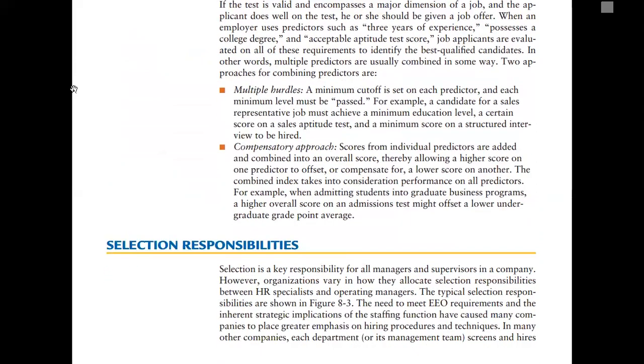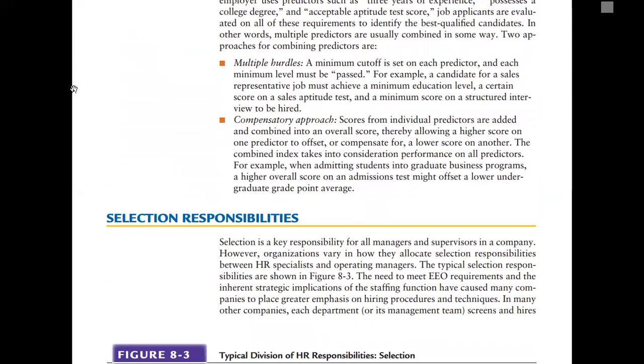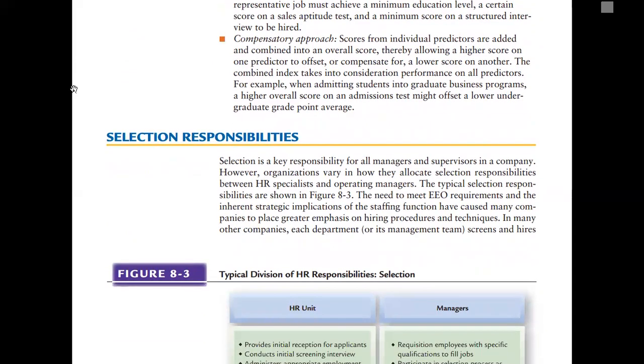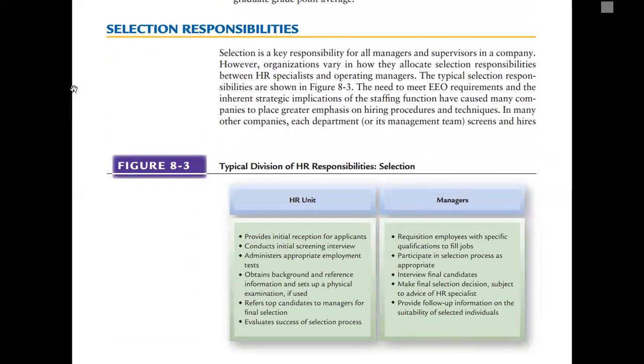Then from 230, we are going to talk about the selection responsibilities. In case of the selection process, the HR manager as well as the operational manager also participates in the selection process. So who are the operational managers? For example, if we are hiring someone in the accounting department, the accounts manager is the operational manager. So the HR manager and the operational managers or the functional managers both have separate responsibilities in the selection process.